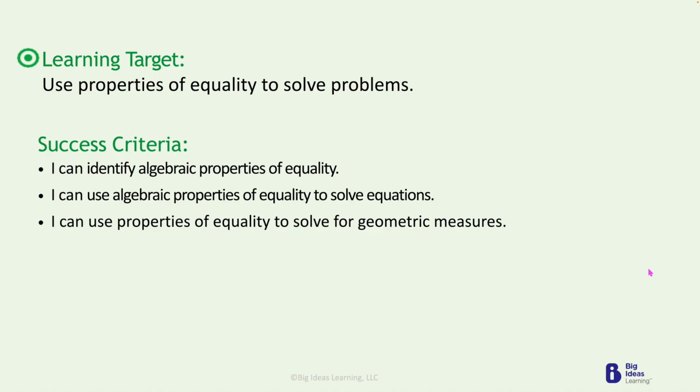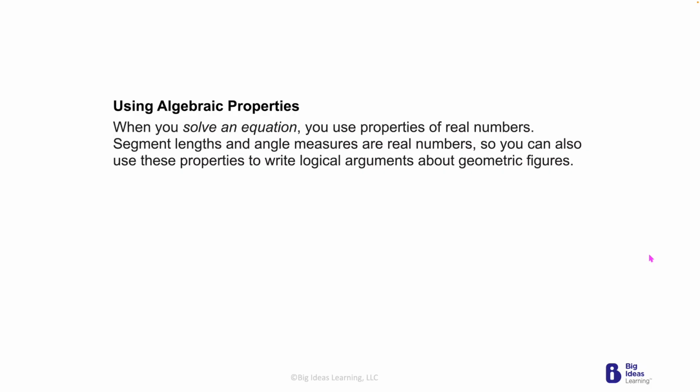Each step, you gotta justify it. So those of you who like to do things in your head are gonna hate this part. So when you solve equations, as you already know, we use properties. We add, subtract, we distribute, things like that. Since segment length and angle measures are real numbers, we can also use these rules in regards to them in geometry.